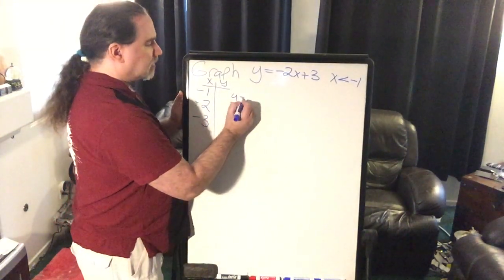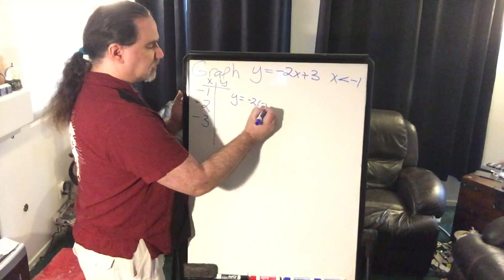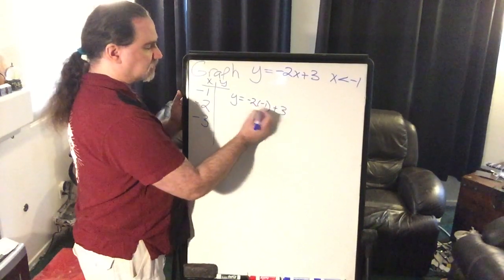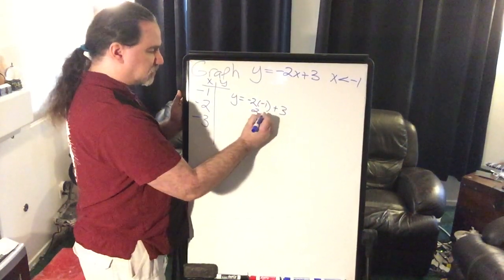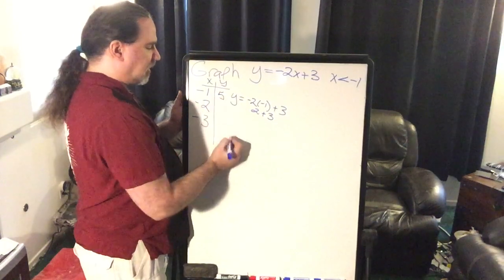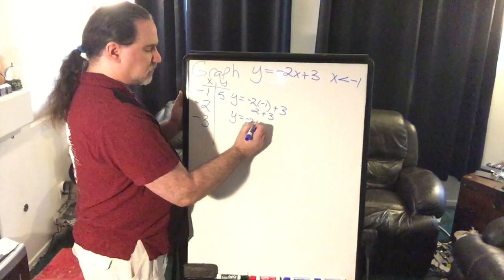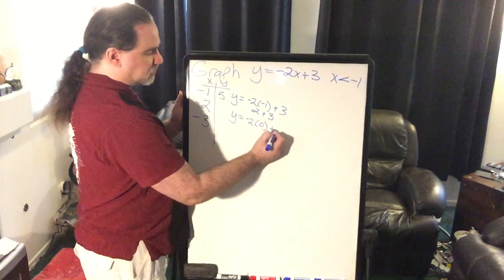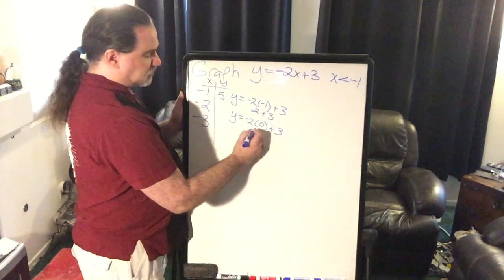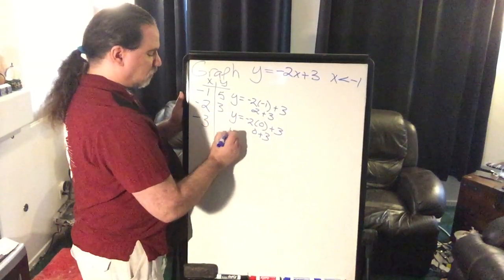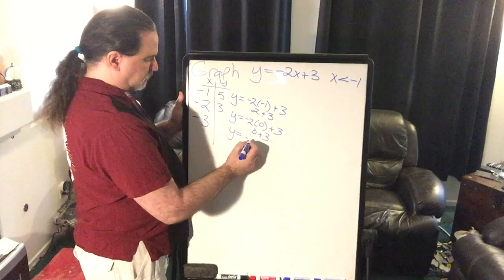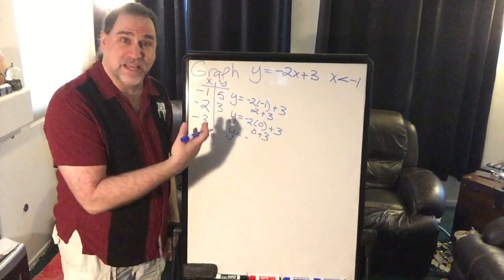So y equals -2 times -1 plus 3. -2 times -1 is +2. 2 plus 3 is 5. Y equals -2 times 0. 2 times 0 is 0. 0 plus 3 is 3. And y equals -2. Oh, whoops. See, I did it again.